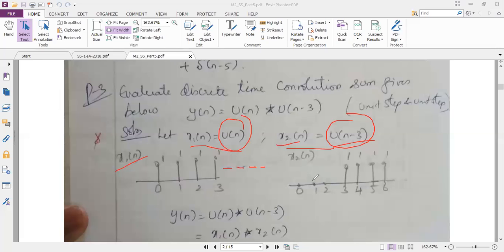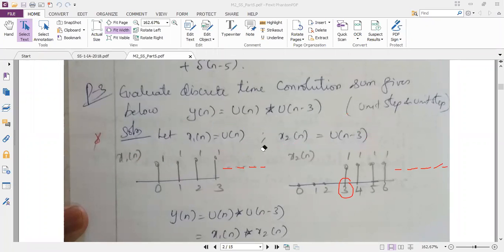And x2 of n, I know, this is a shifted version of the unit step signal u of n. It should start from n is equal to 3, but on the right side you can see here in my notes that the dot dot dot is missing. So it goes up to infinity. So once you have completed this diagram, please let me know so that we will proceed to the next step.